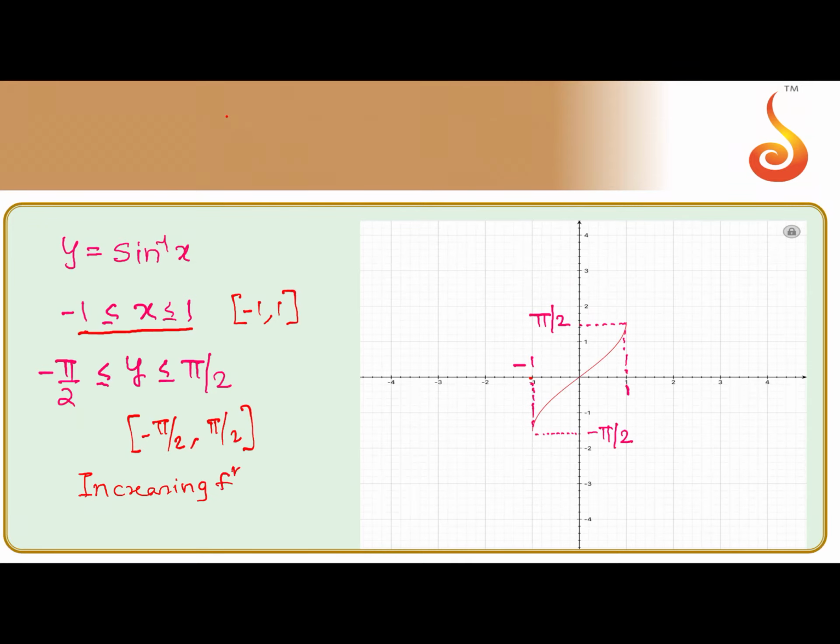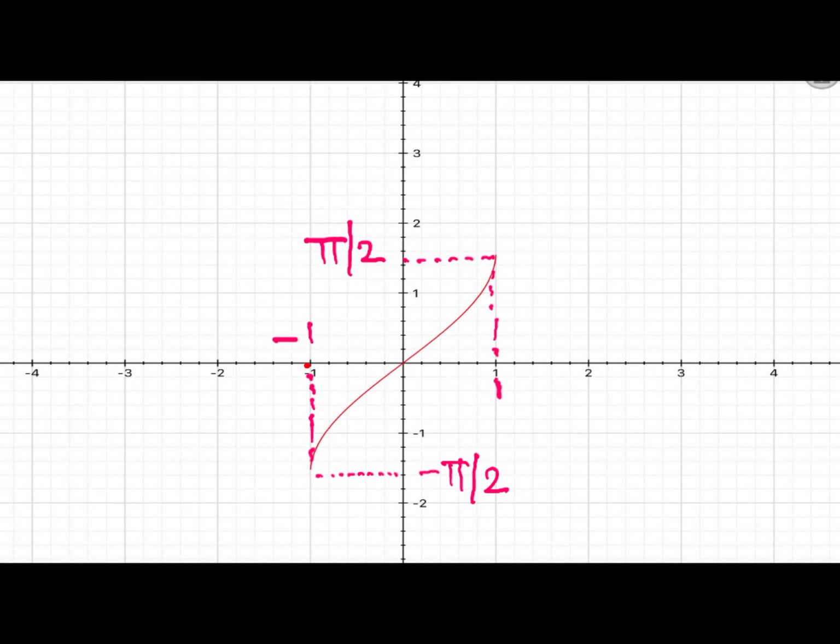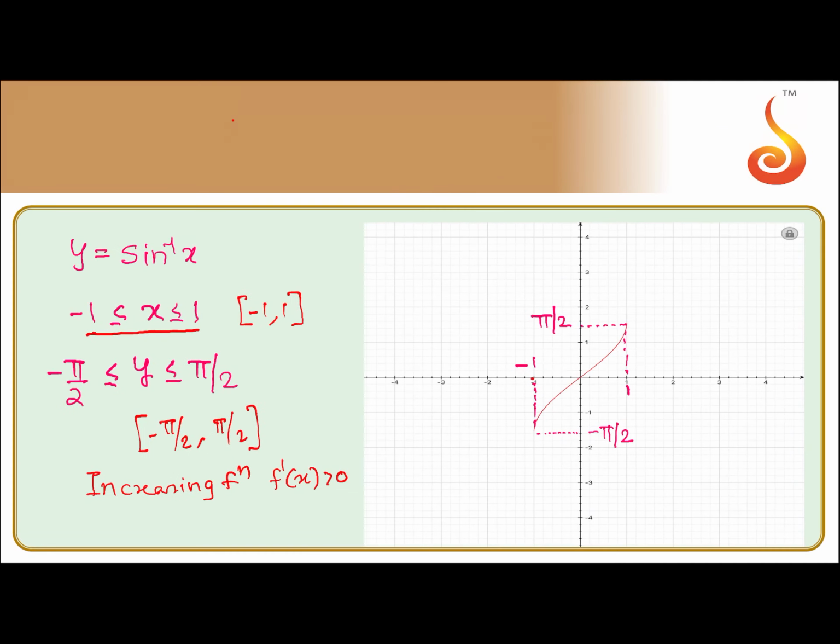Increasing function. One more thing very important is, why increasing function? When we study derivative, what we find is f dash x is always greater than 0. Wherever you draw tangent, it is always positive. Once again, I will show the graph. So clearly minus 1 to plus 1, increasing graph. Okay. One more thing we learn, it's an odd function.